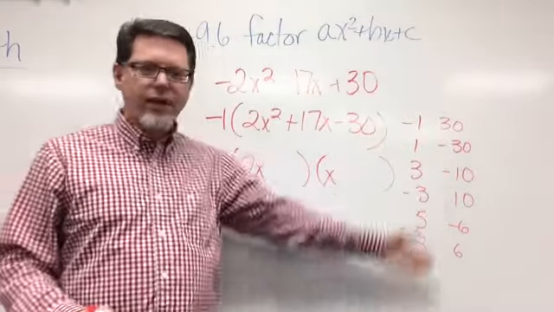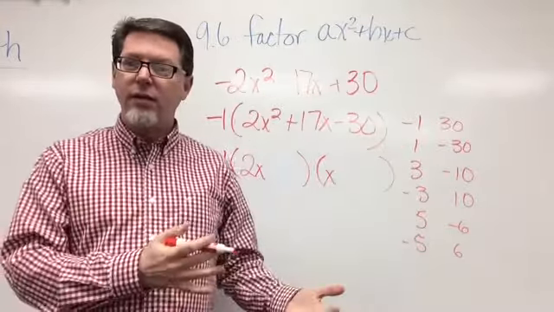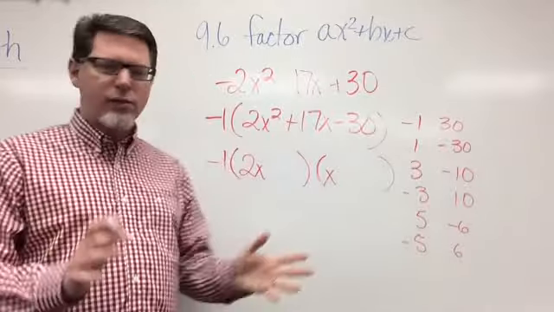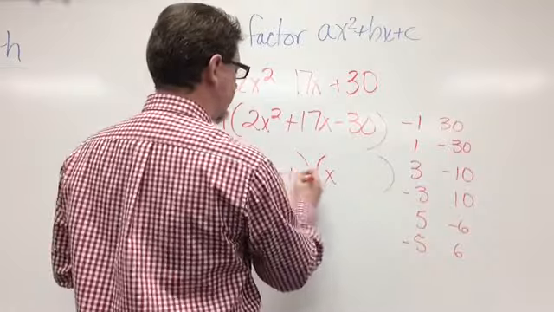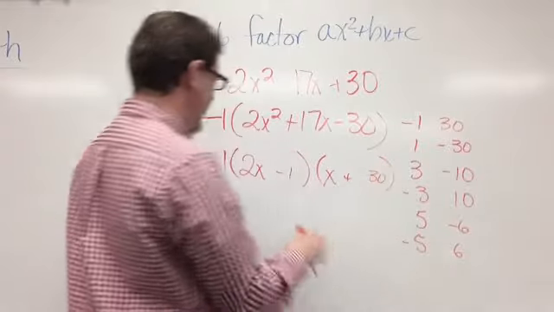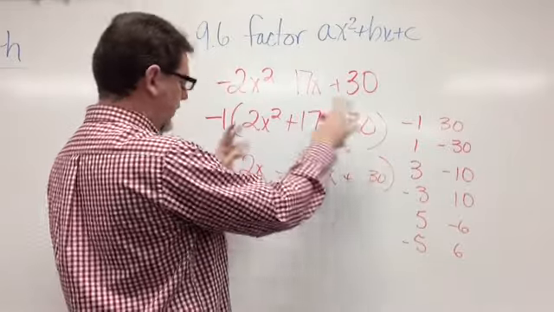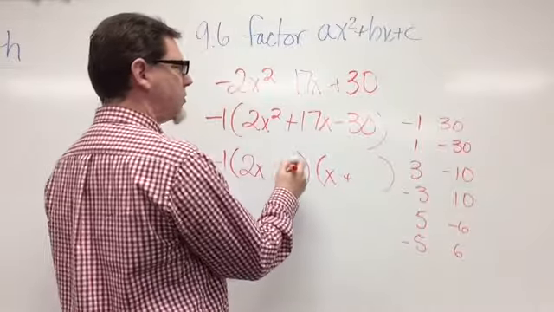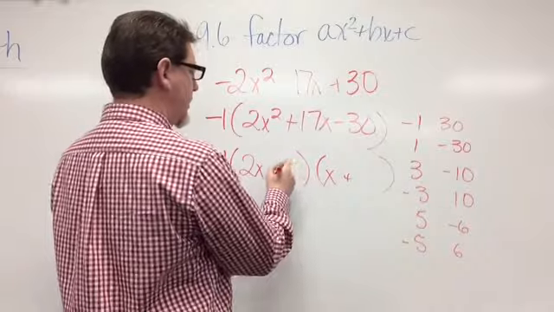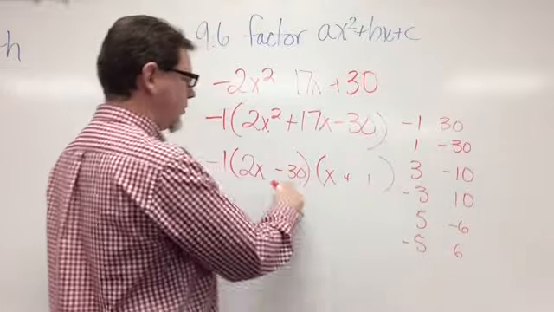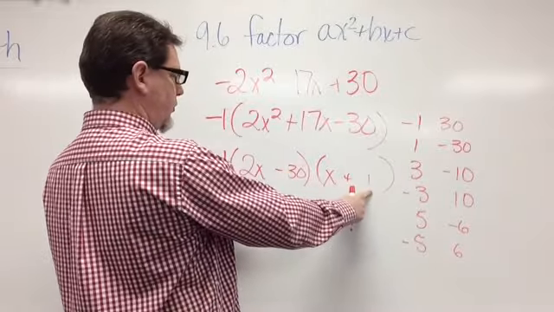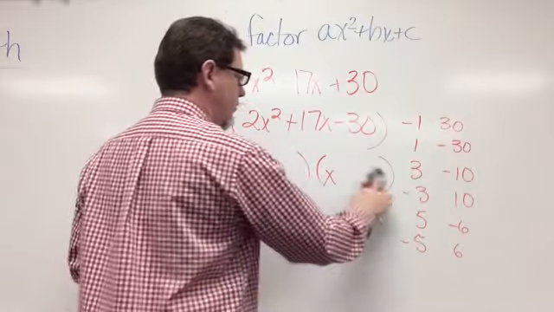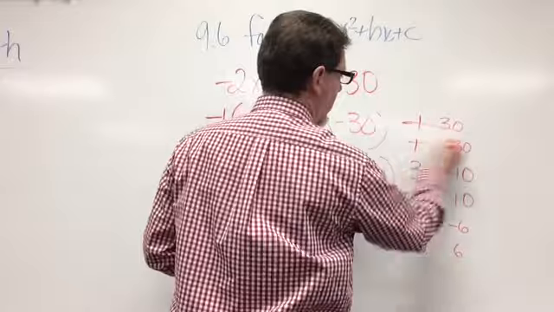So now I know the factors of negative 30, so I'm just going to start plugging them in and see if they work. Staring at it isn't going to help me a bit. Let's just plug in and see. Negative 1 and 30. 2 times 30 is 60. That's way off. There's no way that's going to work. So let's try negative 30 and 1. Well, negative 30x plus 2 isn't 17, so we know we can cross those off.